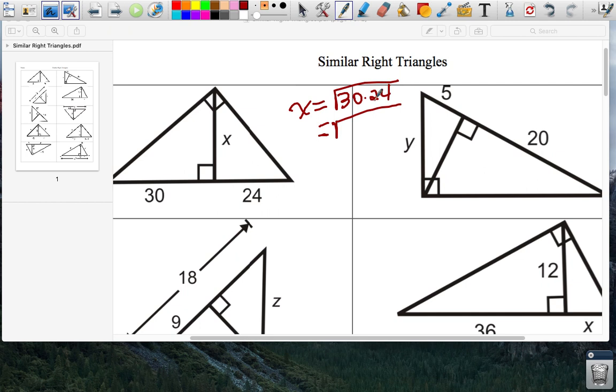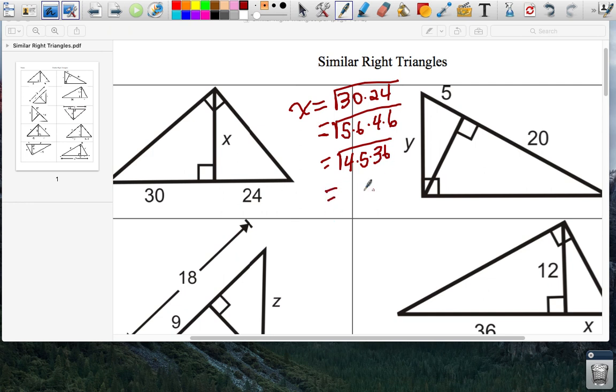5 and 6. 24 is 4 and 6. All right, so I can write that as 5 times 6, which is 30, and the 24 I'm going to write as 4 times 6, right? So we can rewrite this as the square root of 4 times 5, and 6 times 6 is 36. So that's how I'm going to rewrite it.